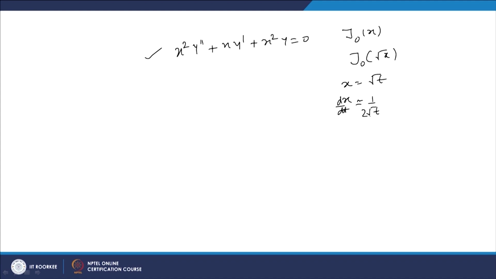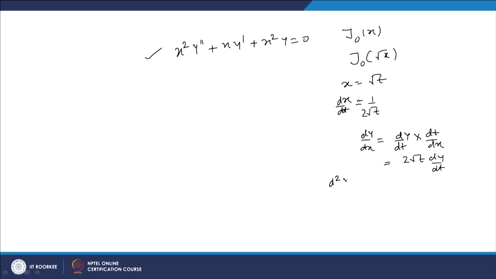So, 1 by 2 root t, and we can write dy by dx as what? dy by dx equal to dy by dt into dt by dx. So, dt by dx is 2 root t. So, 2 root t dy by dt you will get.